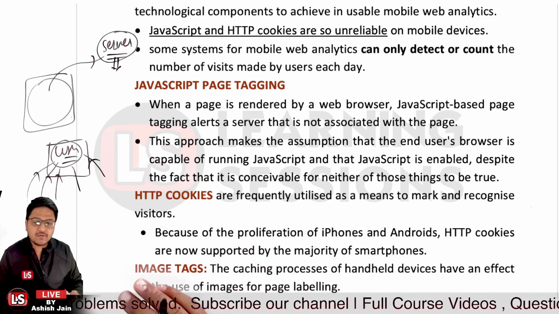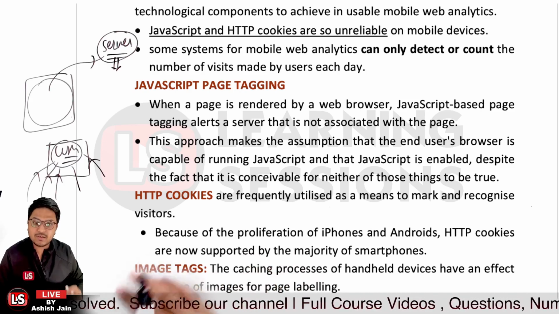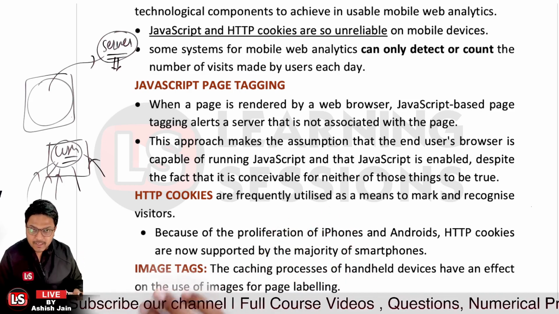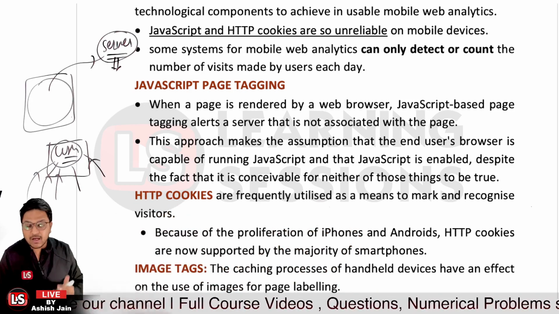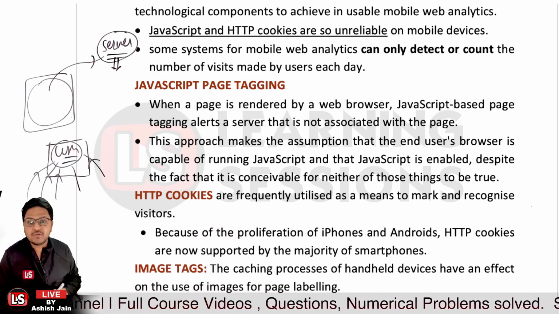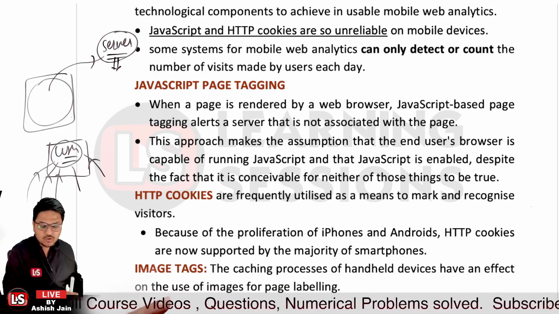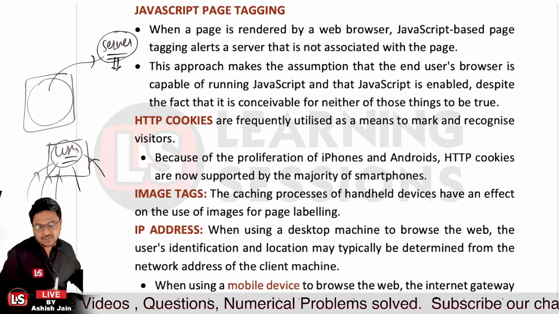You must have seen that sometimes you fill in forms, but when you go to that page again, the form data is still there. How is it possible? It's possible by way of the HTTP cookies over there, right? Further, it's related to image tags.